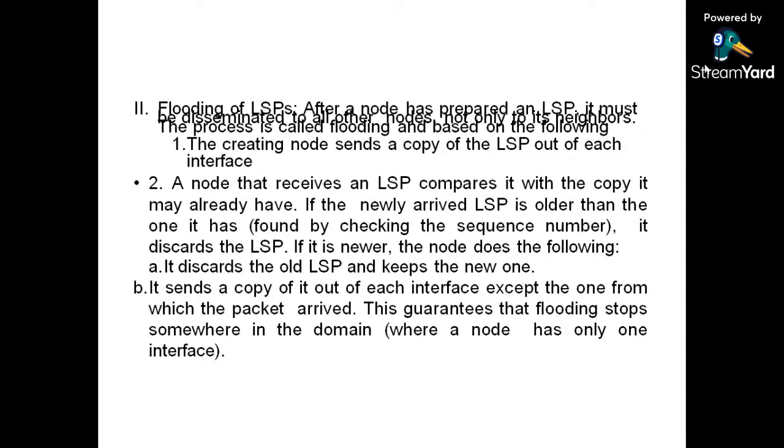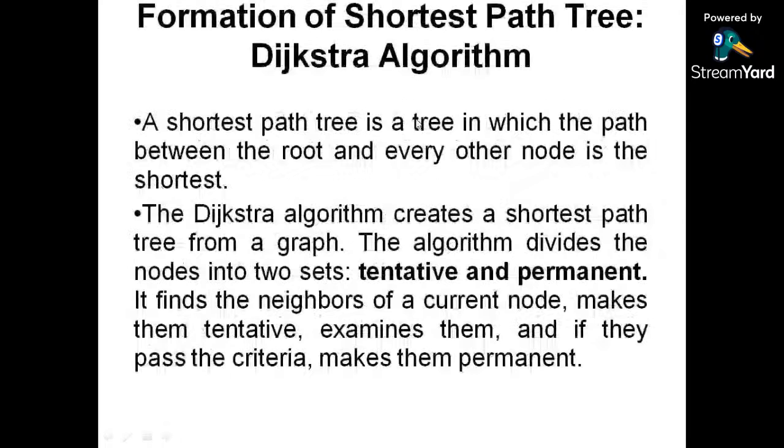A node that receives an LSP compares it with the copy it may already have. If the arriving LSP is older, it can discard it. Now, formation of the shortest path tree. A shortest path tree is a tree in which the path between the root and every other node is shortest. The Dijkstra algorithm creates a shortest path tree from a graph.